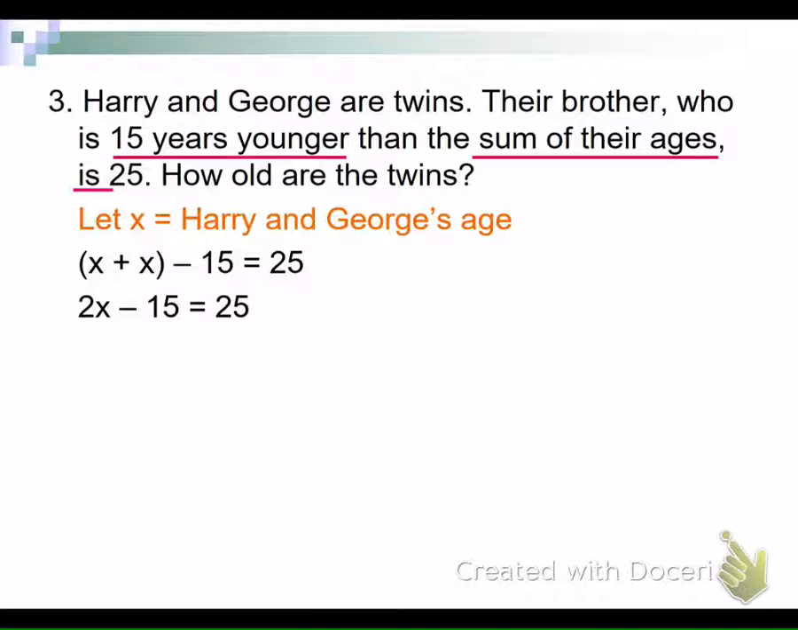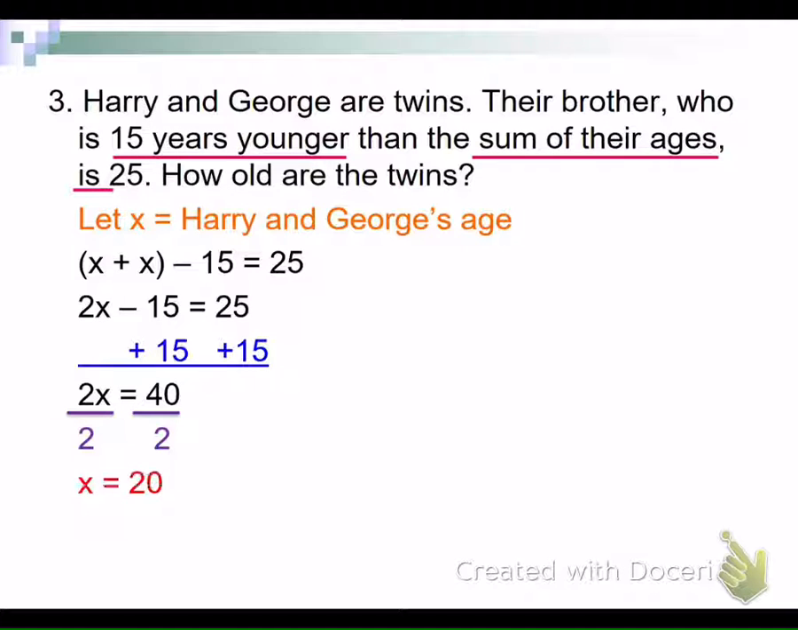This is the most common way to do it since it says younger. But if you had 2x equals 25 plus 15, that would be fine too. You get the same answer. Does that make sense? Okay. All right, so sum of their ages. So x plus x is 2x. Now what? Add 15. Divide by 2. How old are the twins?